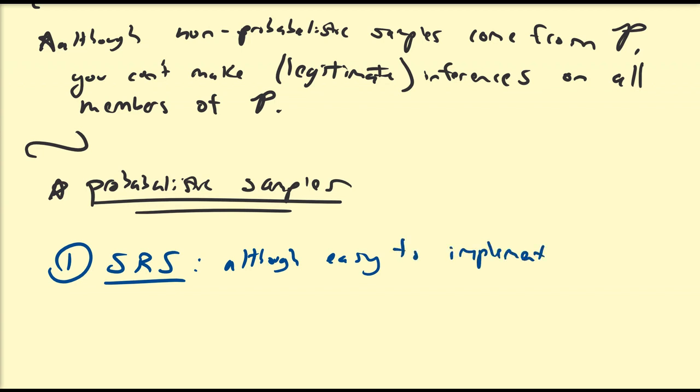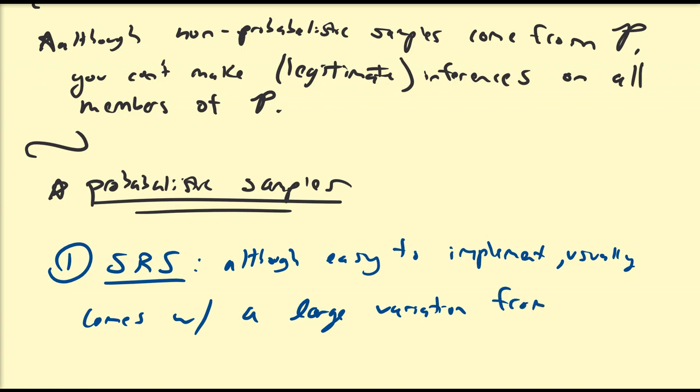you remember what a simple random sample is, right? Simple means all the people in the population have an equally likely chance of being selected. Random means that there's no preconceived notion for why you are selecting these people. And sample, of course, because all these members must come from our population. So all of this is easy to implement. It usually comes with a large variation from one sample to another.